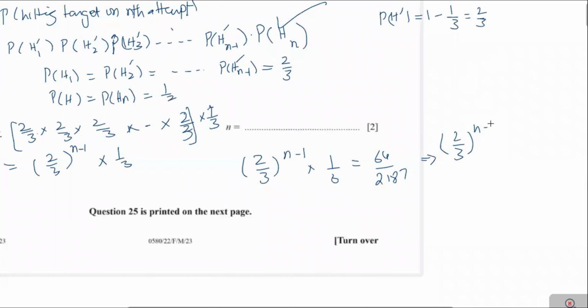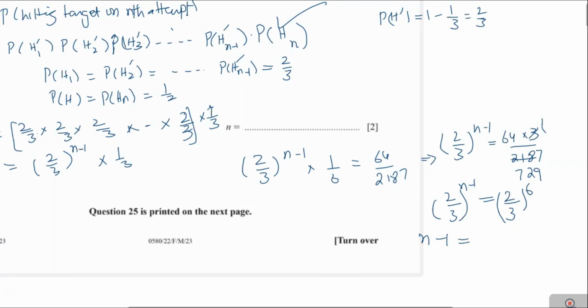(n − 1) equal to 64 multiplied by 3 divided by 2187, and 3 times 1 is 3, 3 times 7 is 21, 3 times 2 is 6, and 3 times 9 is 27. Now you can write 64 over 729. This is 2 to the power 6, and this is 3 to the power 6. We can write (2/3)^6, and that's (2/3)^(n−1). Now n minus 1 will be equal to 6, and therefore n equals 6 plus 1, which is 7. Therefore, 7 is the answer.